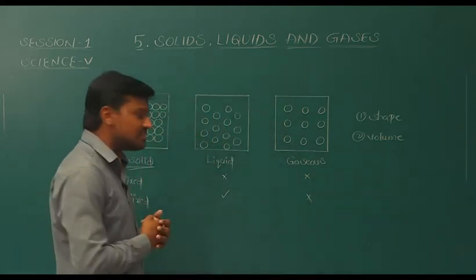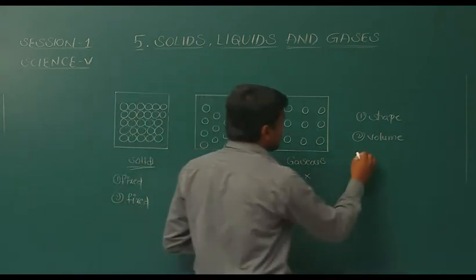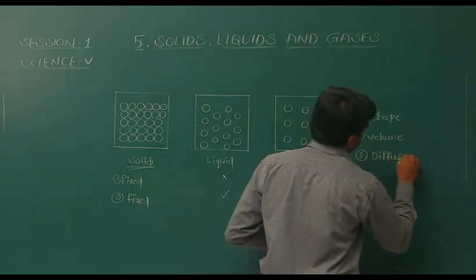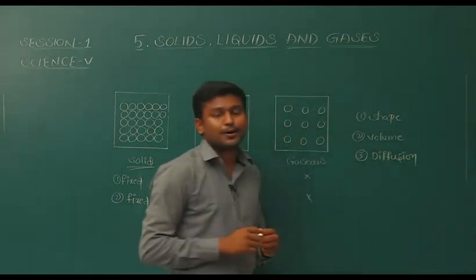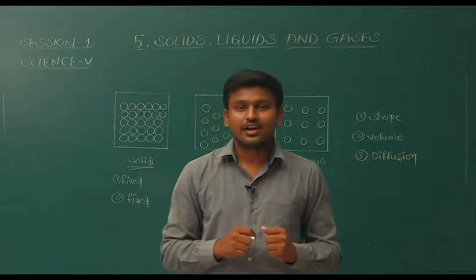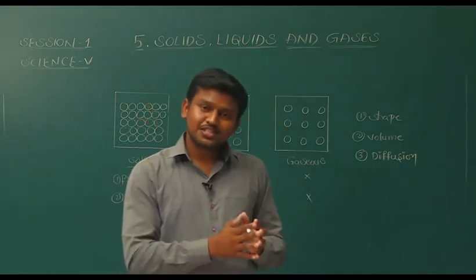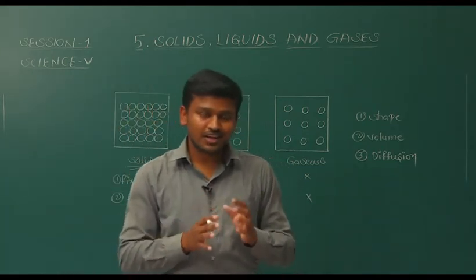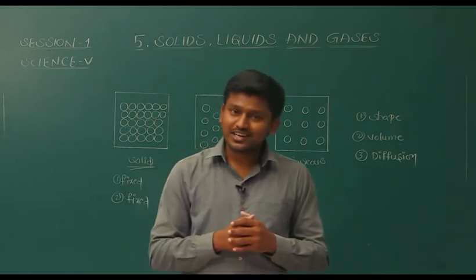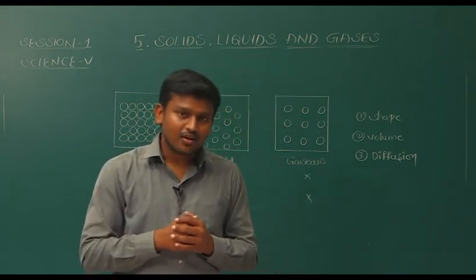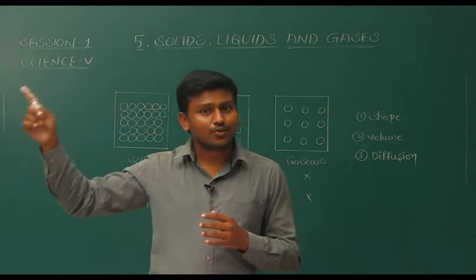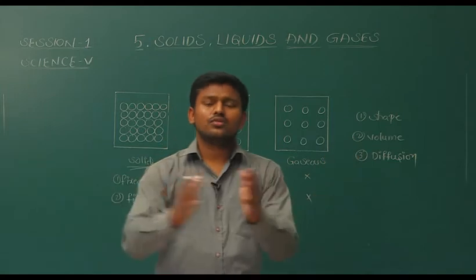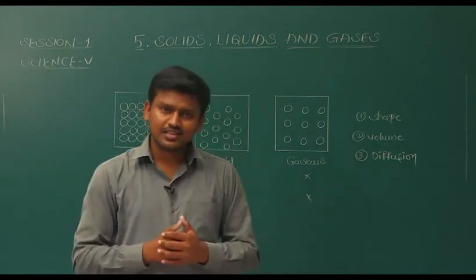And now the next one is the property diffusion. What is diffusion? Diffuse means moving substance from one place to another place. For example, if your mother is praying in the puja room and she lights the incense stick, then we can smell the fragrance in our room very far from the puja room, and it spreads through our entire house easily.